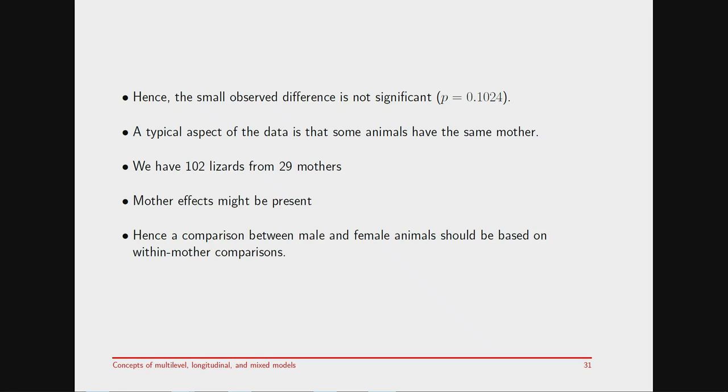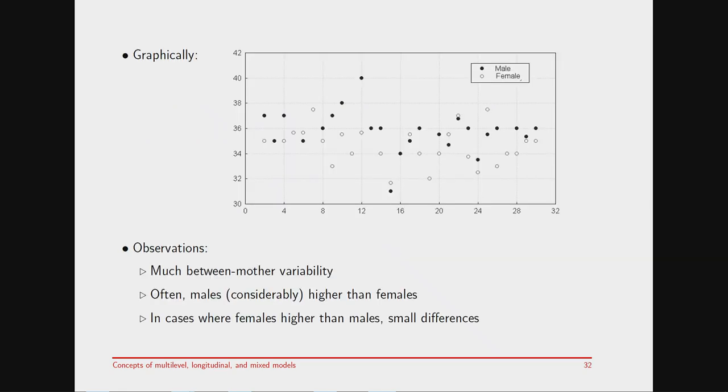And that's something that we have completely ignored in our two-sample t-test analysis, because, as you all know, a two-sample t-test just assumes all independent observations. So we expect that there might be a mother effect present, and the question then is, how do we deal with that? How do we take that into account? And just to further graphically explore this data set, I made the following plot.